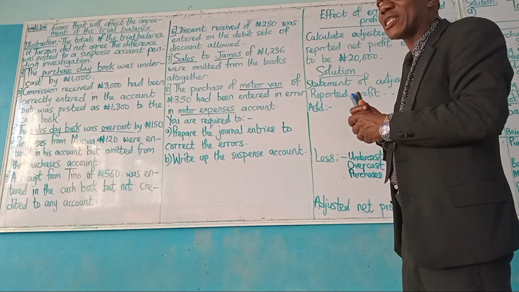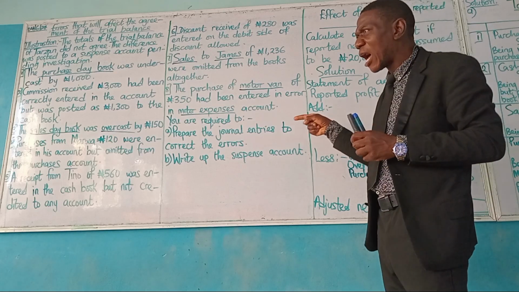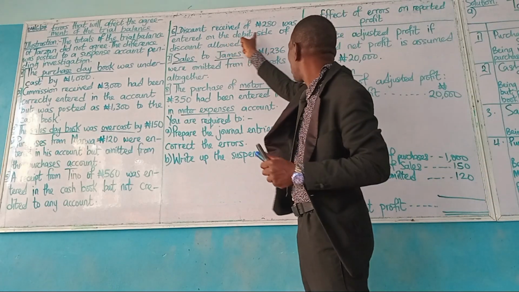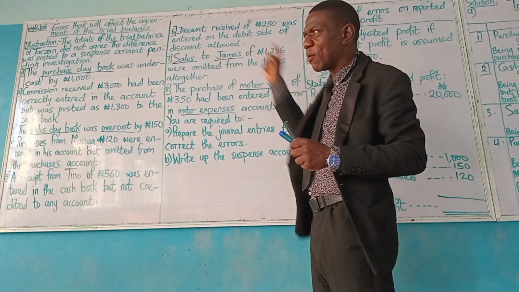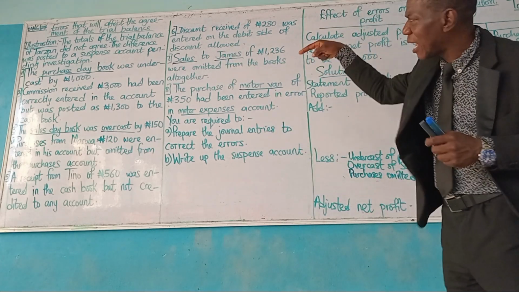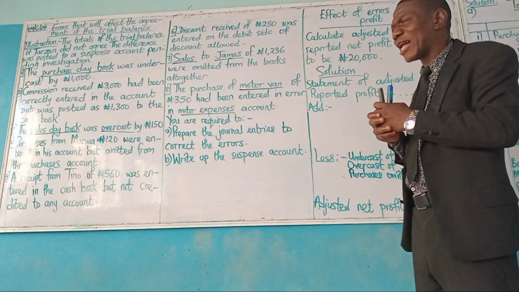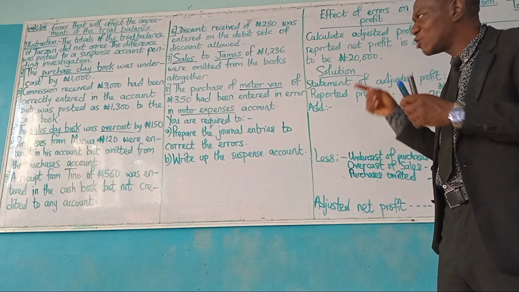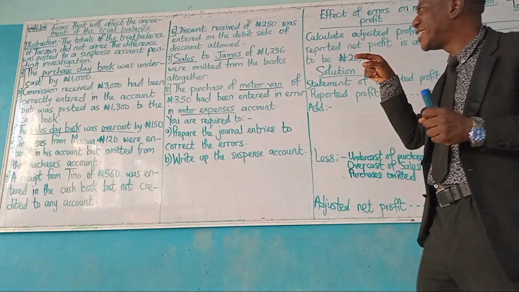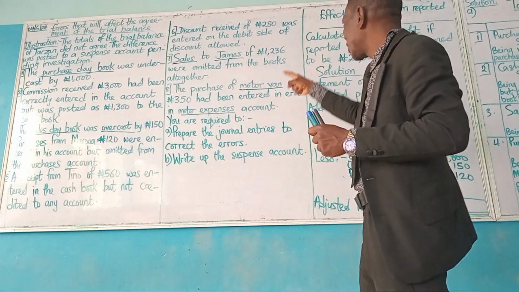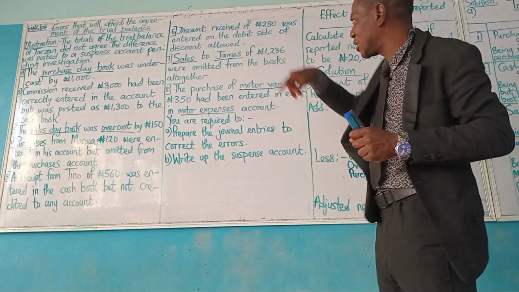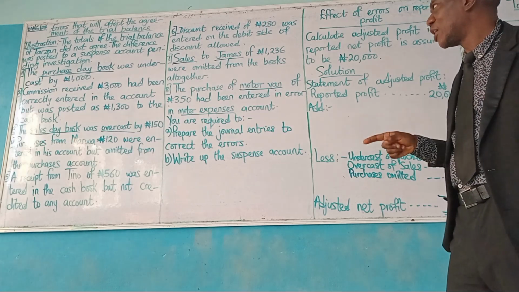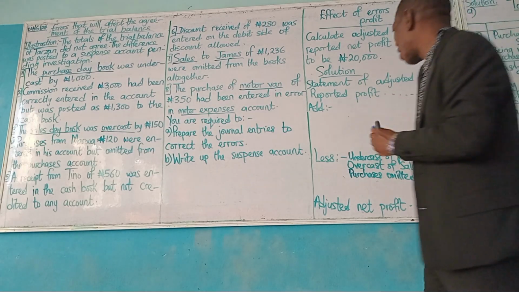Now, the discount received of 280 was entered on the debit side of discount allowed, and discount allowed appeared at the debit side of the profit and loss account. This figure was not supposed to be part of discount allowed, but the mistake had been made, and it was already at the debit side of the profit and loss account. What was the effect when it was at the debit side of the profit and loss account? It reduced our profits. This error reduced our profits because it was an expense removed from our profit. So we have to add this discount allowed back.